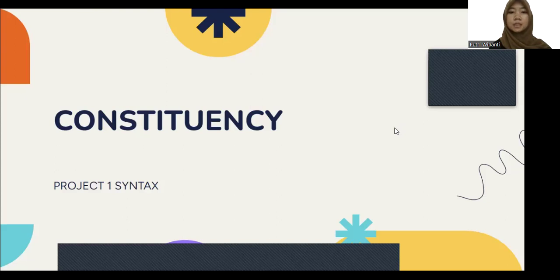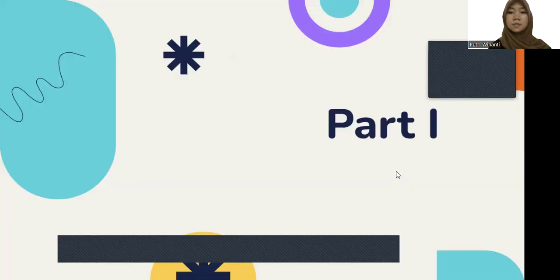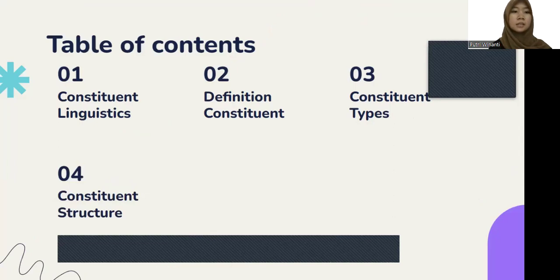Today I will present about constituency to prepare my project first of syntax. So let's begin. The first part is about the constituent in linguistics, the second is the definition, the third is constituent types, and the fourth is constituent structure.